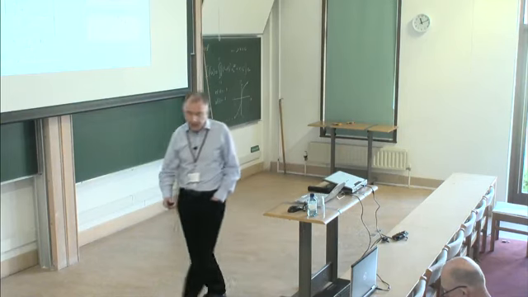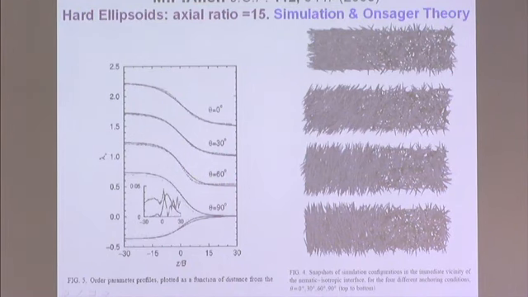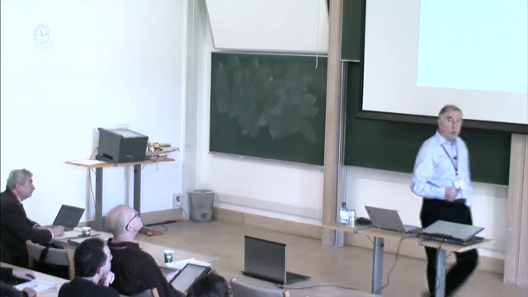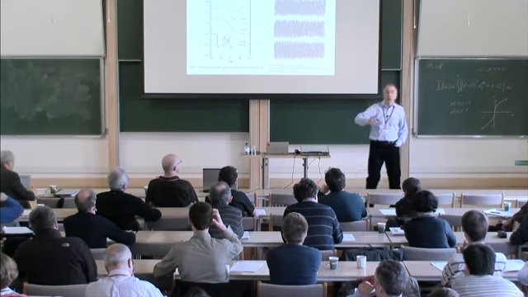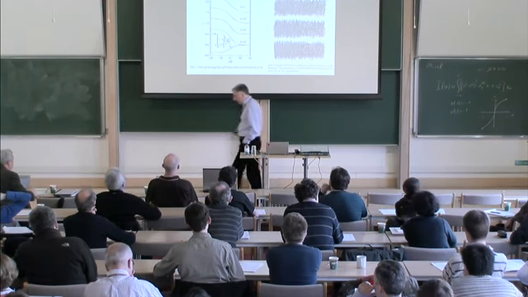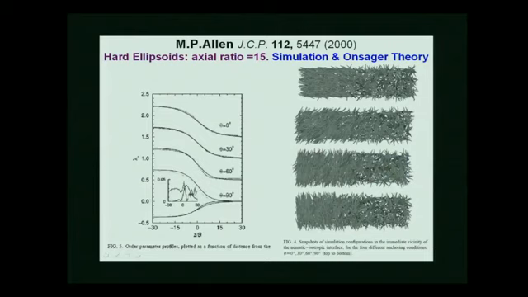Now, a picture which maybe illustrates better what I want to talk about, or an example that illustrates better, is a paper published about the same time by Mike Allen, and this is for hard ellipsoids. And this is both computer simulation and using the second virial Onsager functional. I'll explain that in more detail as we go along. So again, Mike has nice pictures here, nematic-like, liquid-like, an interface between them. He has a wall here which orders the nematic phase at different angles.